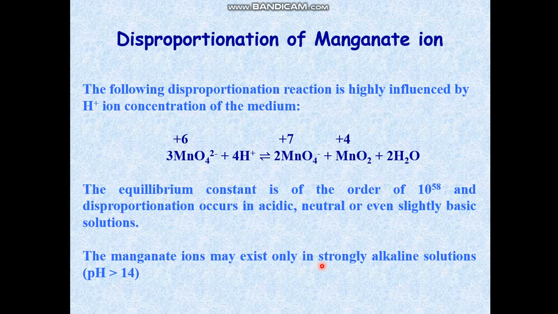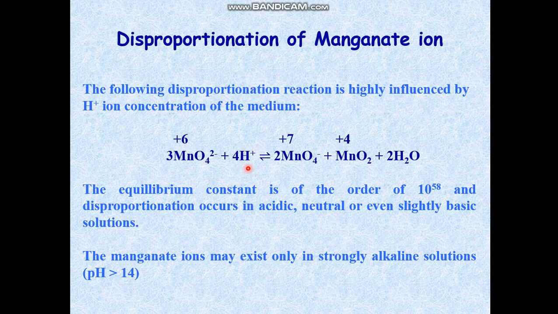Now let us see another example, where the manganate ion is getting oxidized into the permanganate ion and reduced into manganese dioxide. This reaction is actually an H plus catalyzed reaction, and you see the order of the equilibrium constant here is 10 to the power 58. So it is a highly favorable reaction. This is thermodynamically very much favorable, and this reaction definitely takes place in the presence of acid.